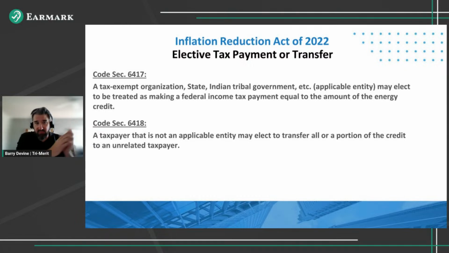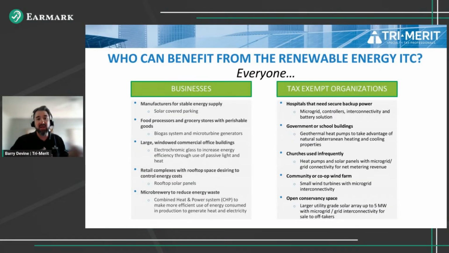You file this 990T. You say that you have a tax payment. The government recognizes you as a non-tax paying entity, and they write you a check. So the previous slide that had universities and churches and schools and municipalities, all on the right side over here, all of these entities can now take advantage of tax credits, which is just phenomenal.